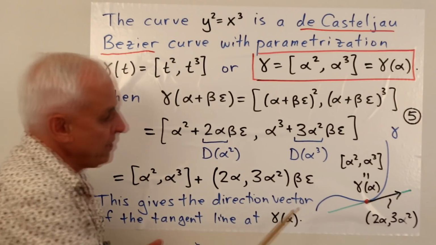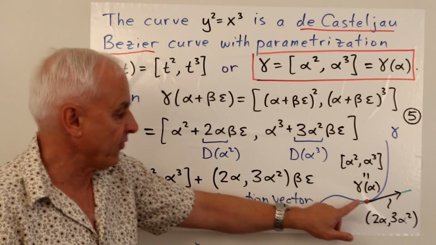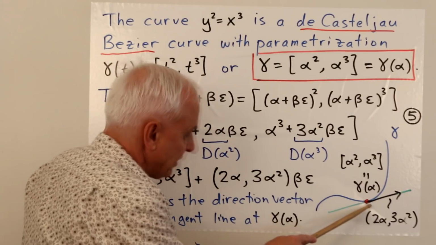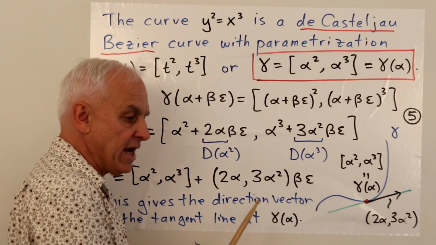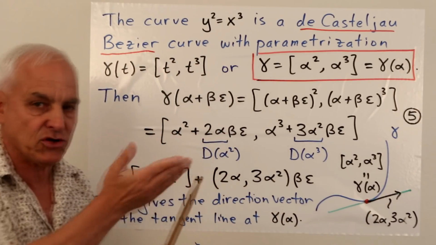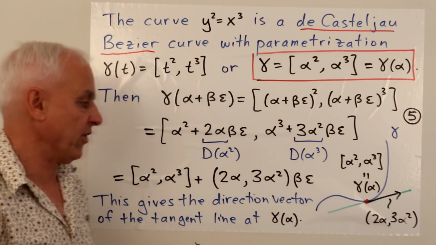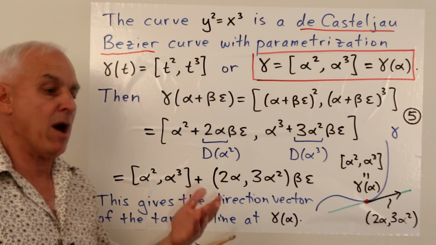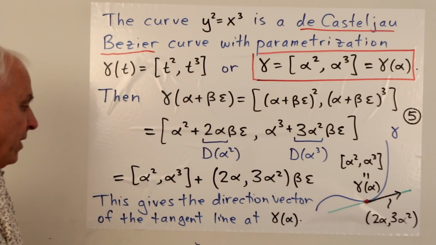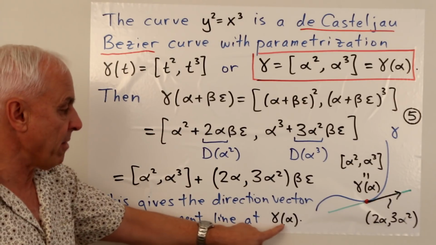So in the classical picture, if you have some curve gamma like this, and there's gamma of alpha, the picture you might have in mind is that the vector we're obtaining here is a direction, the tangent vector to the curve at the point gamma of alpha that we're considering. That's the picture you would have in mind, at least in the continuous world over the rational numbers, say. So this gives the direction vector of the tangent line at gamma of alpha.